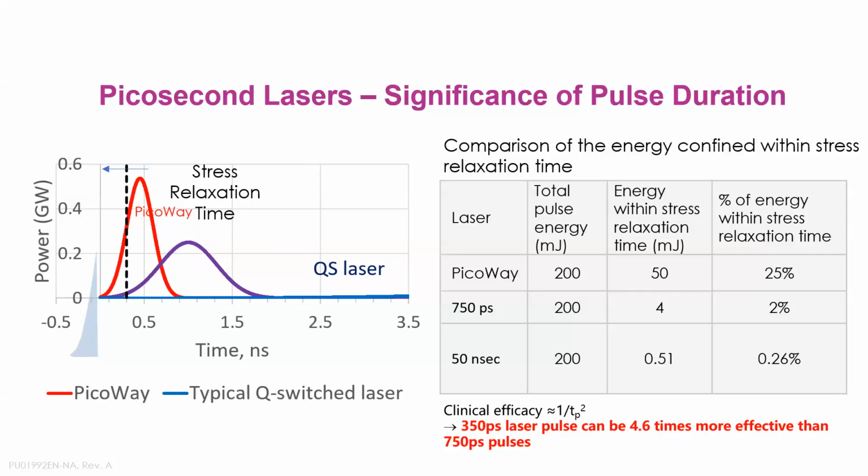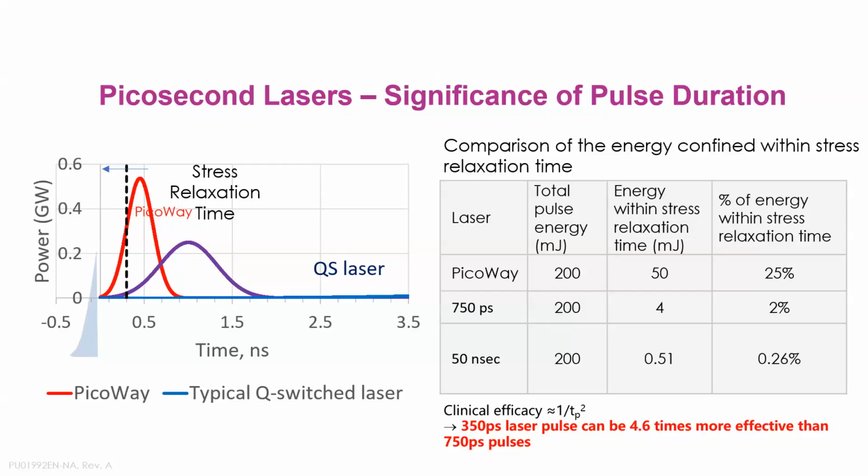And if we look at that as numbers, if we look at the red line on the graph, which is a 450 picosecond pulse using the Picoway, you can see that we're getting 25% of that energy being delivered within that acoustic area. Whereas if you move to 750 picoseconds, we're now down at 2%. And if you use a 50 nanosecond Q-switch laser, it's 0.26% that is actually sitting in that range.